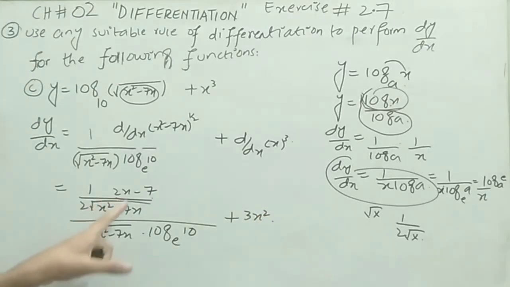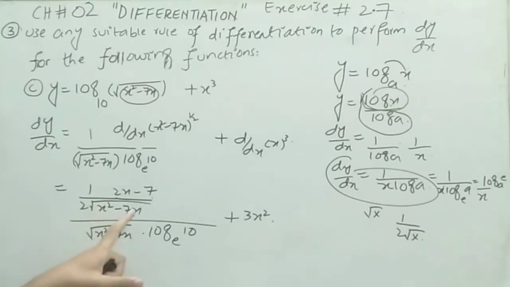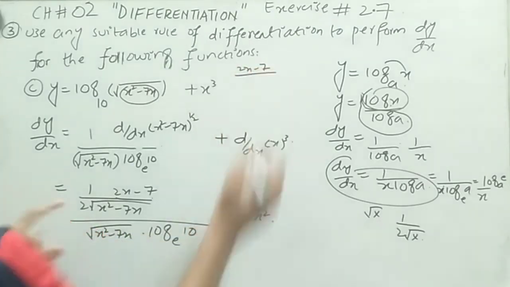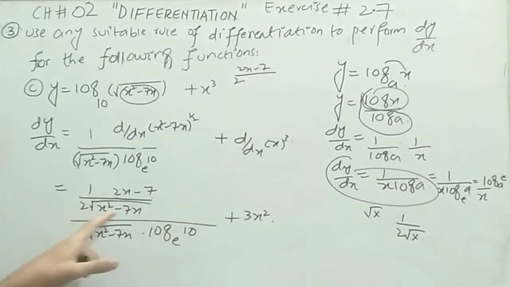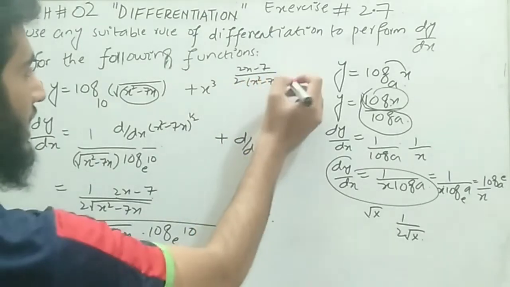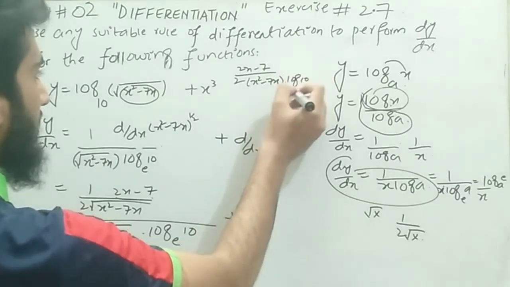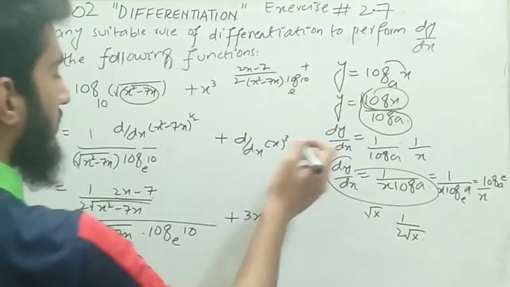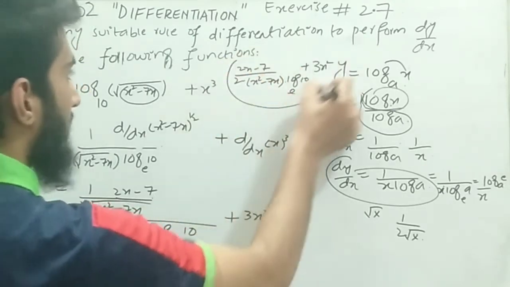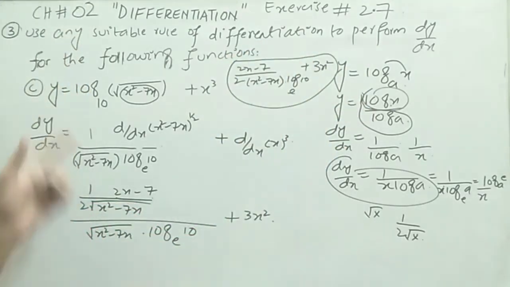After this, we can also simplify this function by shifting the under root to the whole denominator. So it becomes 2x minus 7 divided by 2. This under root x square minus 7x multiplied with under root x square minus 7x will give us x square minus 7x, multiplied by log of 10 to the base e, plus the derivative of x cube, which is 3x square. So this will be the simplified derivative form of the given part number C.